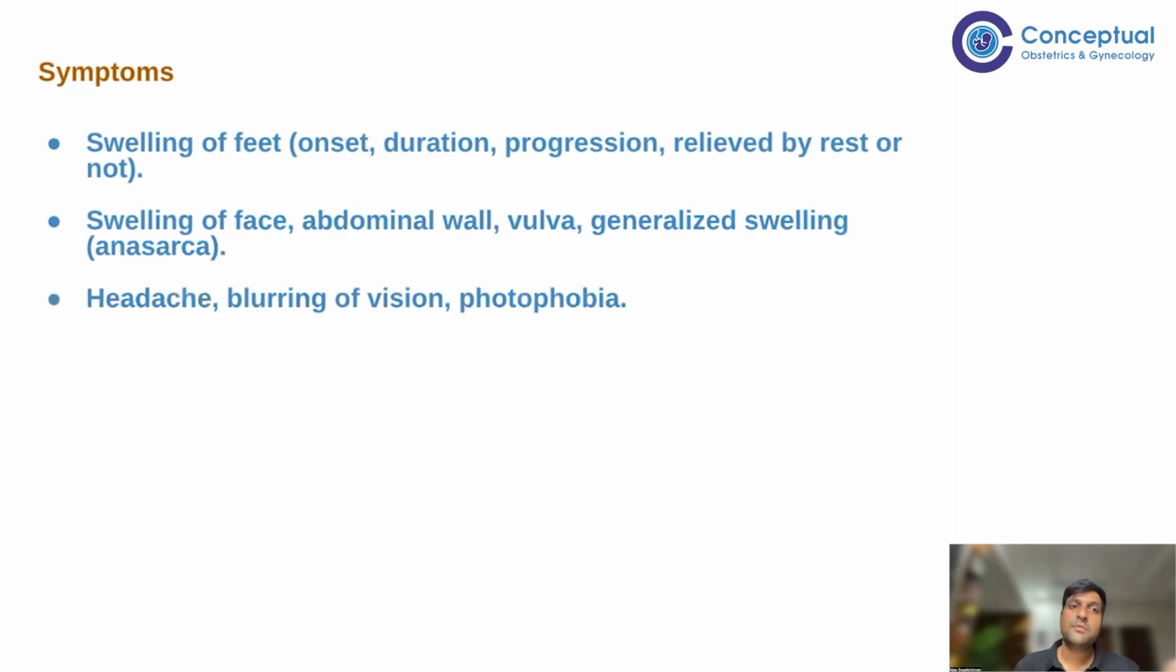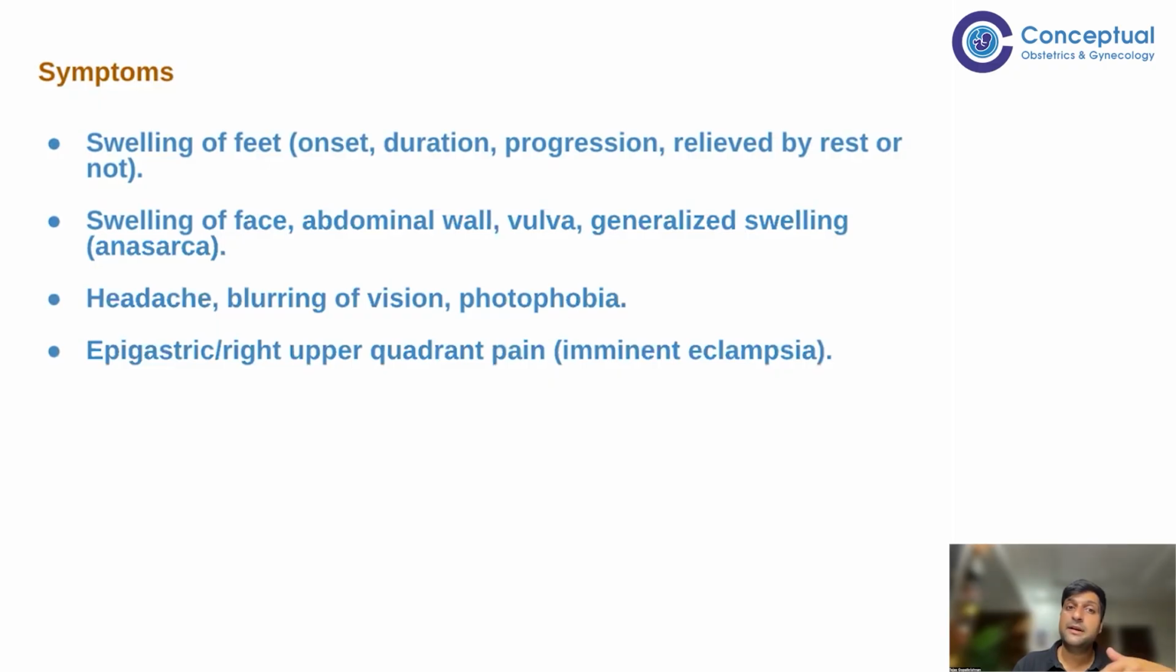Third, the very important imminent signs of impending eclampsia: headache, blurring of vision, photophobia, epigastric pain, right upper quadrant pain. That is all symptoms of imminent eclampsia, right? Whenever there is edema, cerebral edema, the patient will give complaints of headache and blurring of vision. When there is edema of the liver, the liver is expanding but not being able to cross the Glisson's capsule, because of which there is pain in the right upper quadrant, then that indicates what?